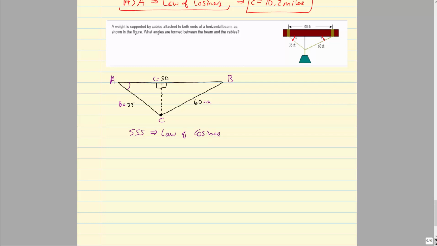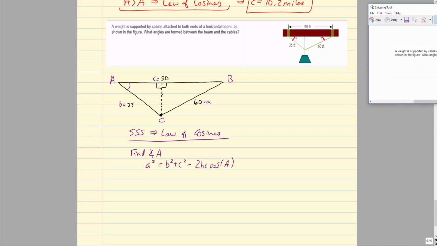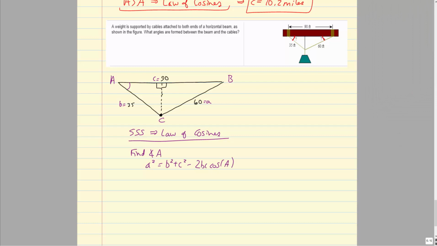So once I set this up as side, side, side, law of cosines, I should be able to find angle A. And I would use A squared equals B squared plus C squared minus 2BC cosine A. And what I'm going to do is populate this, solve for cosine A, and then I'll take the inverse cosine of each side. And what I end up with here then is this angle A that I have would be 25 degrees, rounded of course.